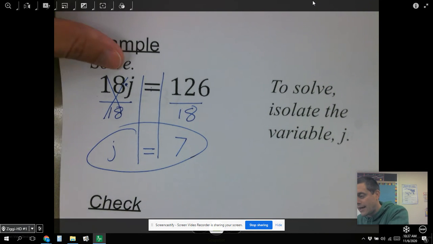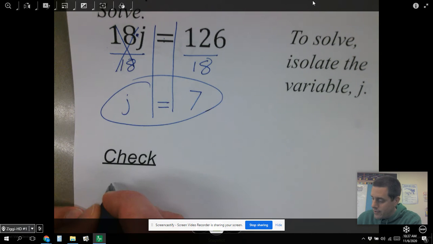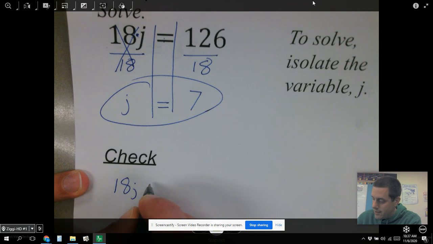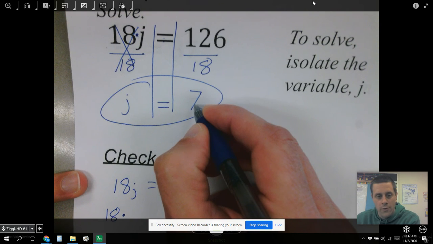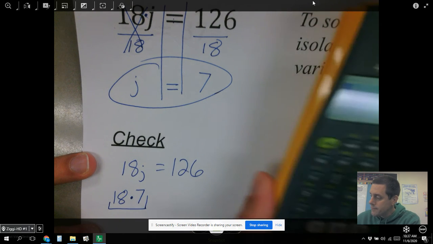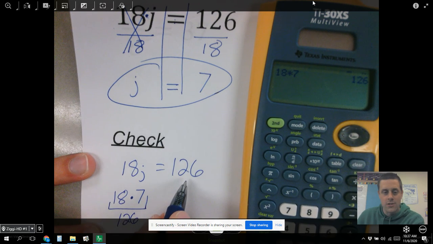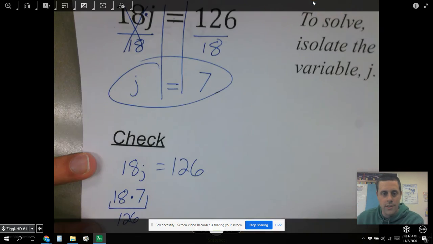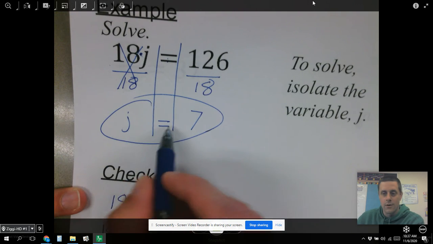If you need to take an extra second and double check your solution, substitute that value back into the equation. 18j equals 126. 18 is touching the j, which means we're multiplying. I said this equation is true when j equals 7, so plug a 7 into j. 18 times 7, we're going to perform that calculation, and we get 126, which is what the equation needs to equal to be true. So that proves that the solution to this equation is j equals 7.